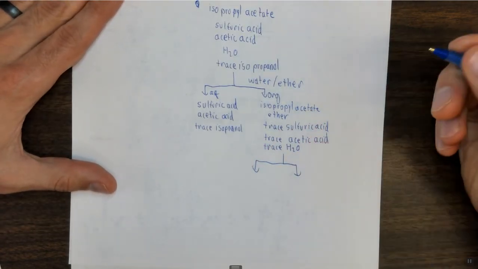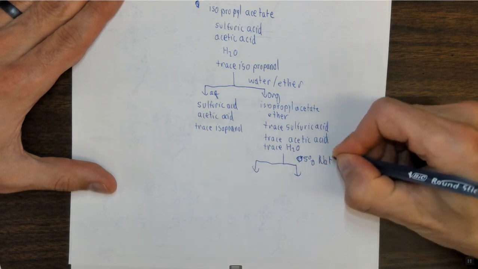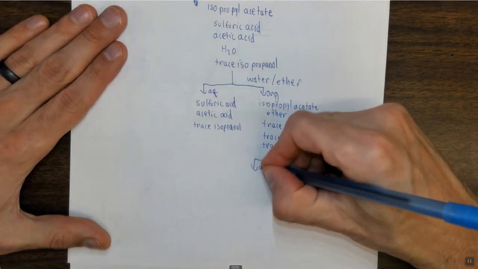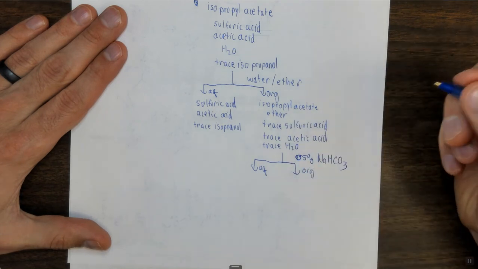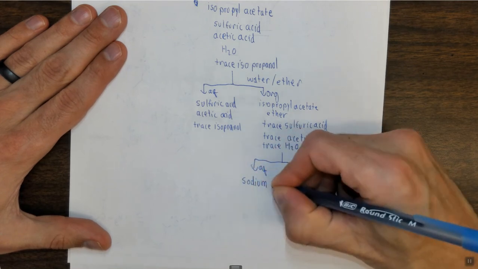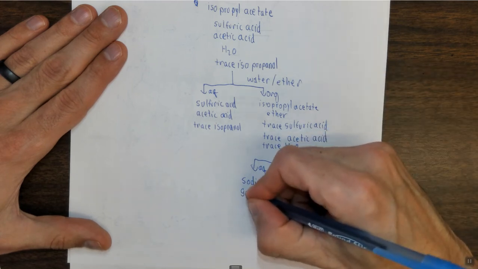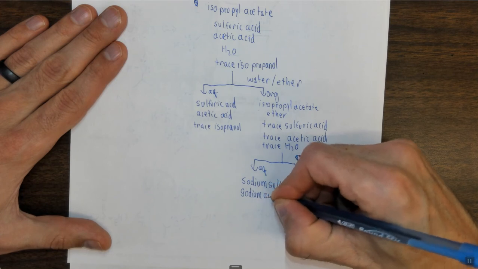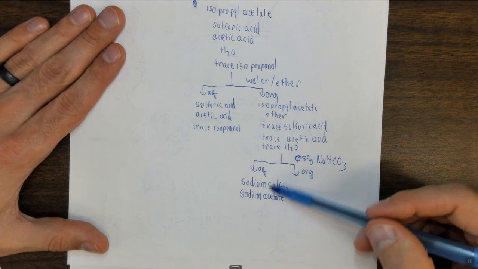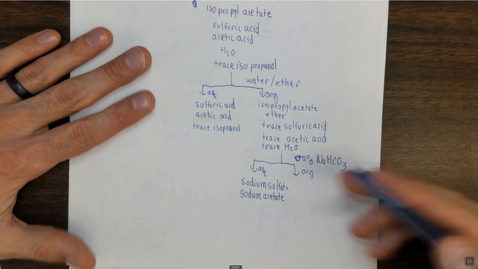We use a base. And in this case, we're going to use 5% NaHCO3, sodium bicarbonate, which is of course 95% water. So we're going to end up with an aqueous layer and an organic layer. The sulfuric acid and acetic acid will become sodium sulfate because they'll react, and sodium acetate. These are ionic compounds which have zero solubility in ether. So these are completely insoluble in ether, so they are removed from the organic layer. That's important. That's why we add this base.